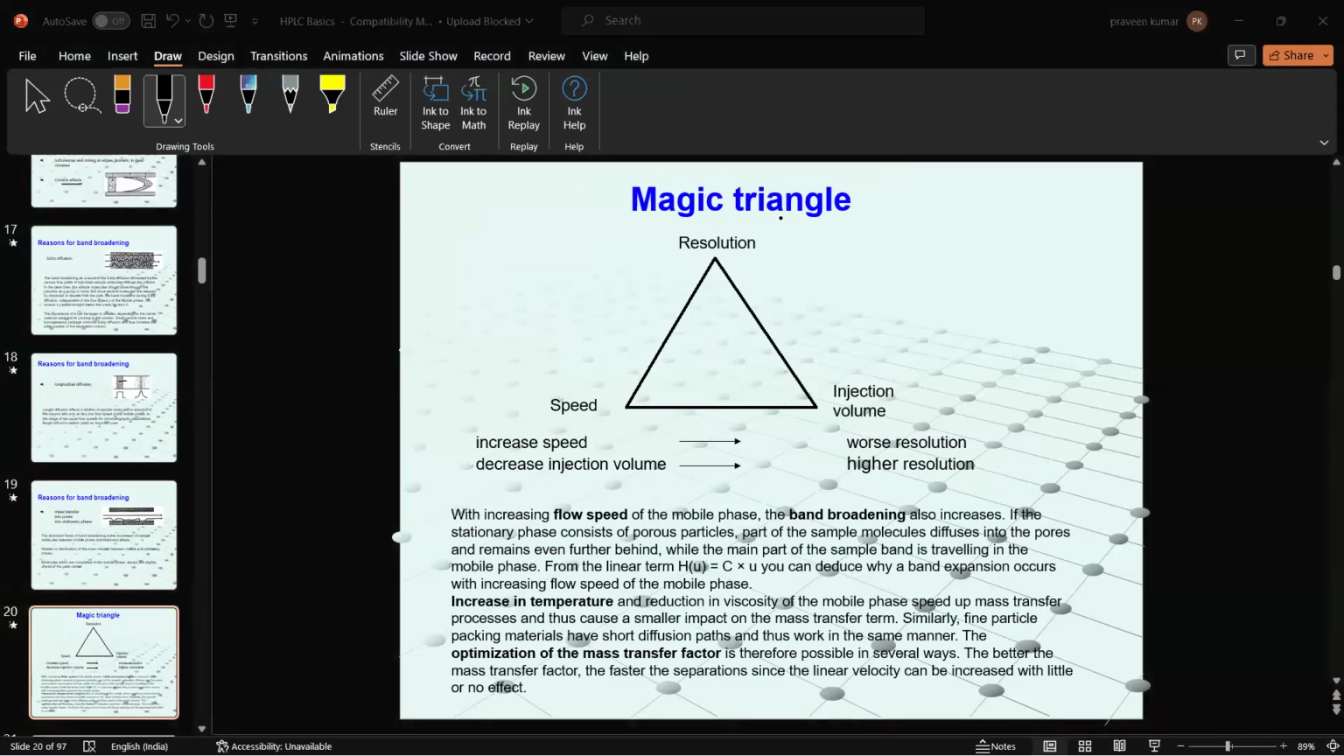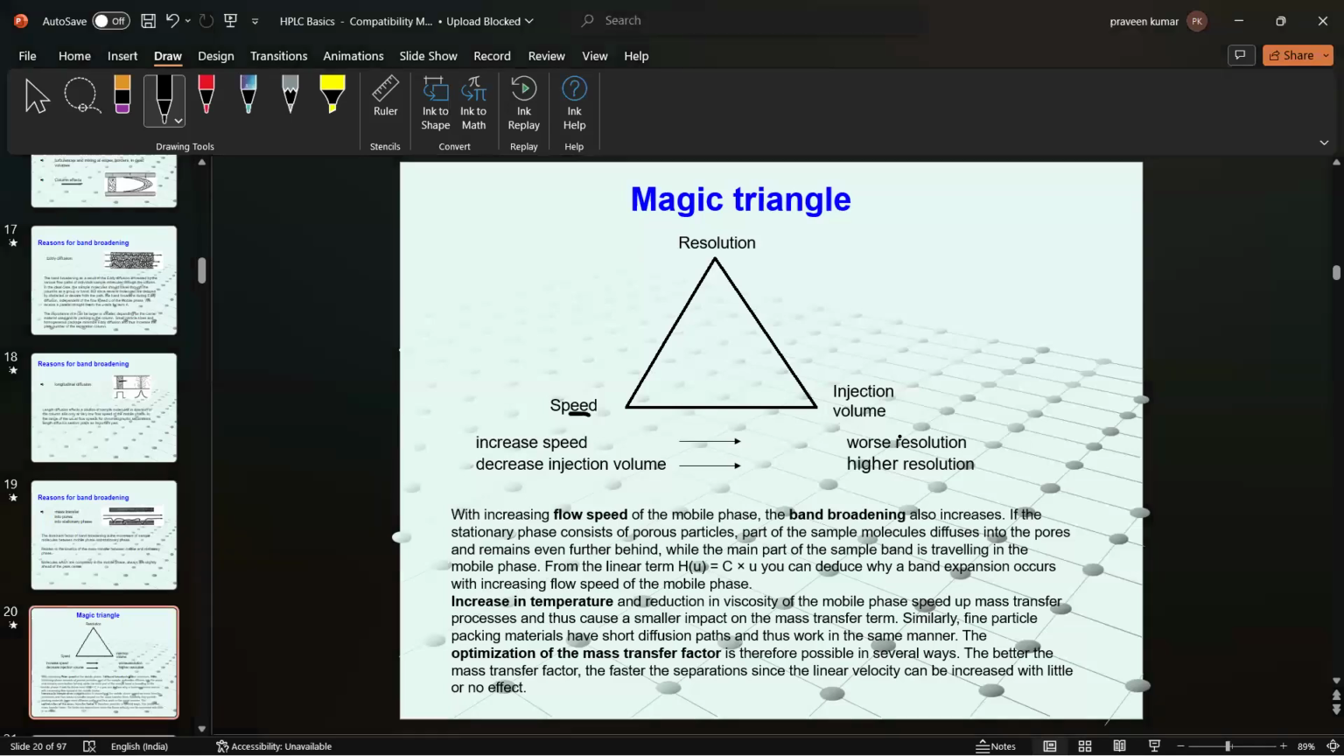There is also the magic triangle in HPLC, which says that there should be a balance between the mobile phase speed, injection volume, and resolution. Increasing the speed of the mobile phase leads to worse resolution, and decreasing the injection volume, which is the sample volume, gives higher resolution. Basically, the sample is injected into the column in microliters. Injecting high volumes into the HPLC column may block the column, and it leads to poor resolution or poor separation.